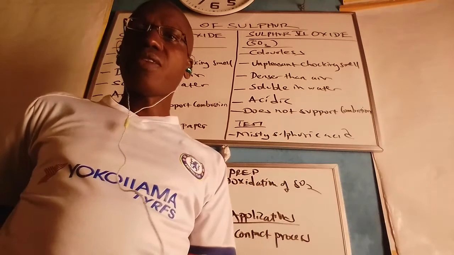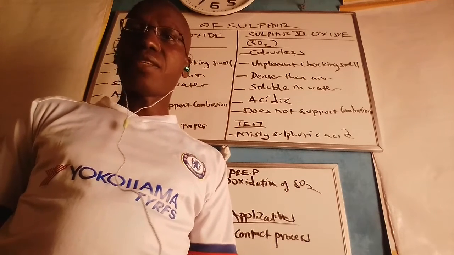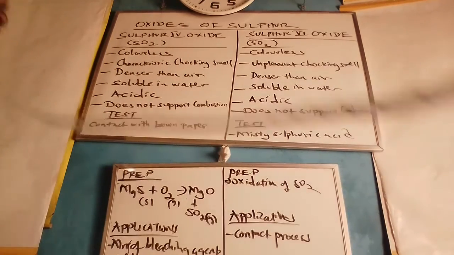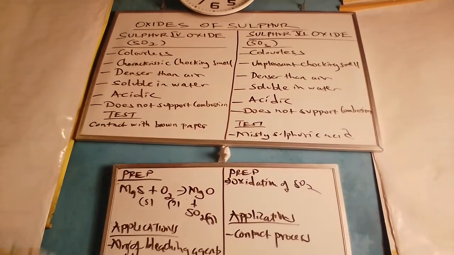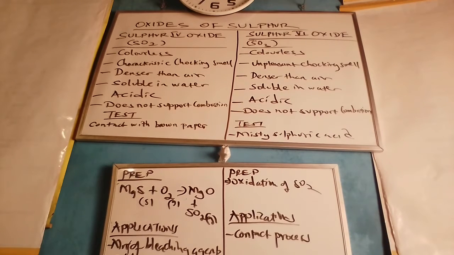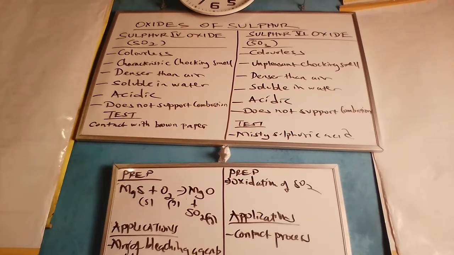Hello, in this session we will evaluate the oxides of sulfur, namely sulfur dioxide and sulfur trioxide. Now, sulfur dioxide is also referred to as sulfur 4 oxide. This gas is colorless, it has a characteristic choking smell, it is denser than air, it is soluble in water, and it is acidic. It does not support combustion, and the unique property is its characteristic choking smell.